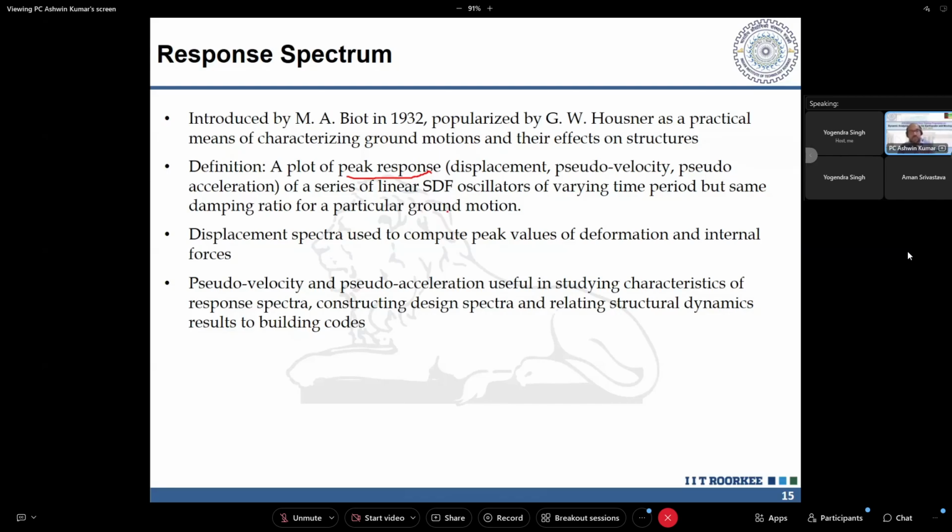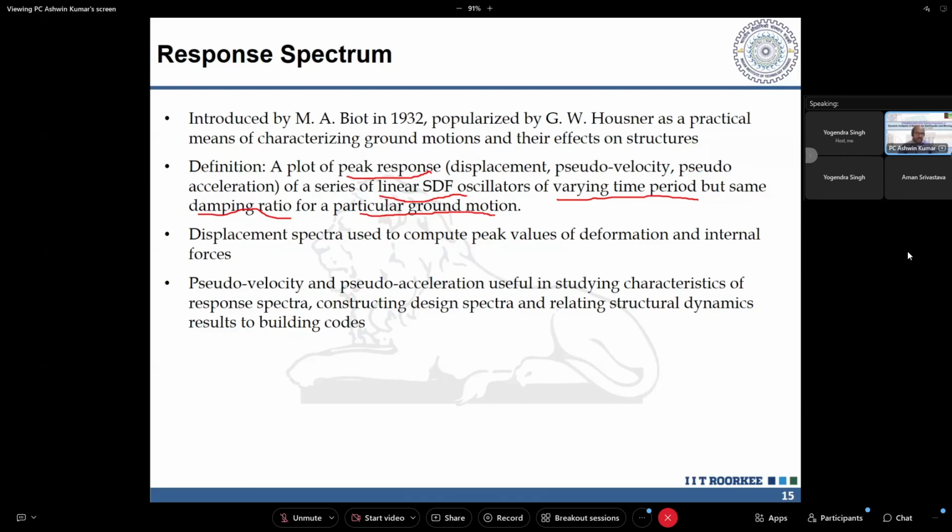We'll come to what is pseudo, what is non pseudo. We'll come to that, but we are looking at peak response of either displacement, velocity, or acceleration of a series of linear single degree of freedom oscillators. So it's a linear single degree of freedom system of varying time period. We are going from a very rigid system to a very flexible system, for the same damping ratio, for a particular ground motion.